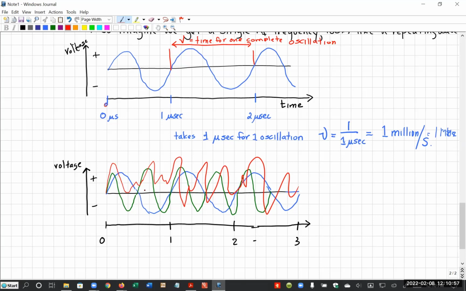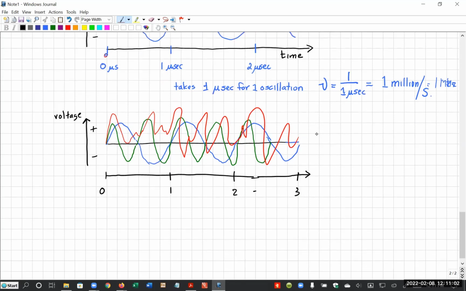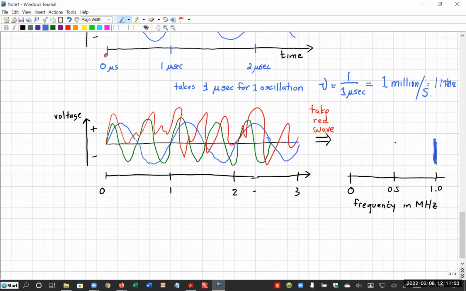So what do we do? Well, it turns out that what we can do with the Fourier transform is take the red wave and convert it, and it can say, okay, what we really have here is, this is the frequency in megahertz. So if you recall, the blue wave was 1 megahertz. Sorry, I meant to color blue. And the green wave was 0.5 megahertz. Okay, so it says this red wave is actually made up of this frequency plus that frequency.